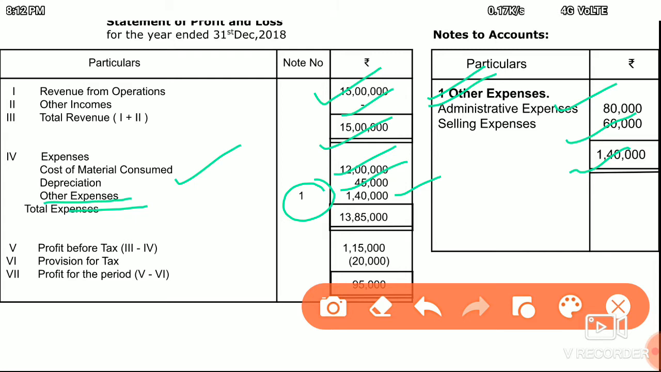Now, the total expenses in this question are 13,85,000. When we deduct 13,85,000 from the total revenue, we get a profit of 1,15,000, which is before tax. The provision for tax is 20,000. So after deducting the provision for tax of 20,000, we get a profit which we call profit after tax, 95,000. I hope you have understood this question, and with the help of this question we have to show the cash flow from operating activities.